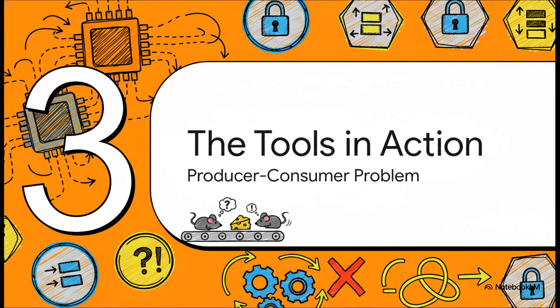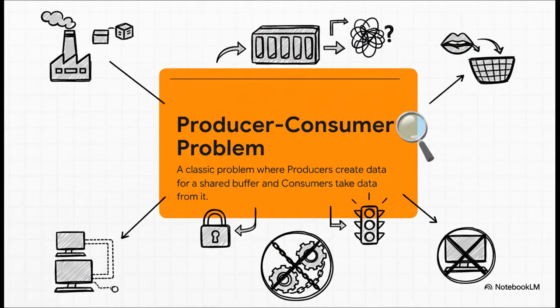All right, so let's actually see how these tools work in a real-world kind of scenario. We're going to use a classic computer science challenge to put them to the test, the producer-consumer problem. In this problem, we have producers that are making items, let's say widgets, and they put them on a shared conveyor belt. Then on the other side, we have consumers who are taking those widgets off the belt to do something with them. That conveyor belt is our shared buffer.